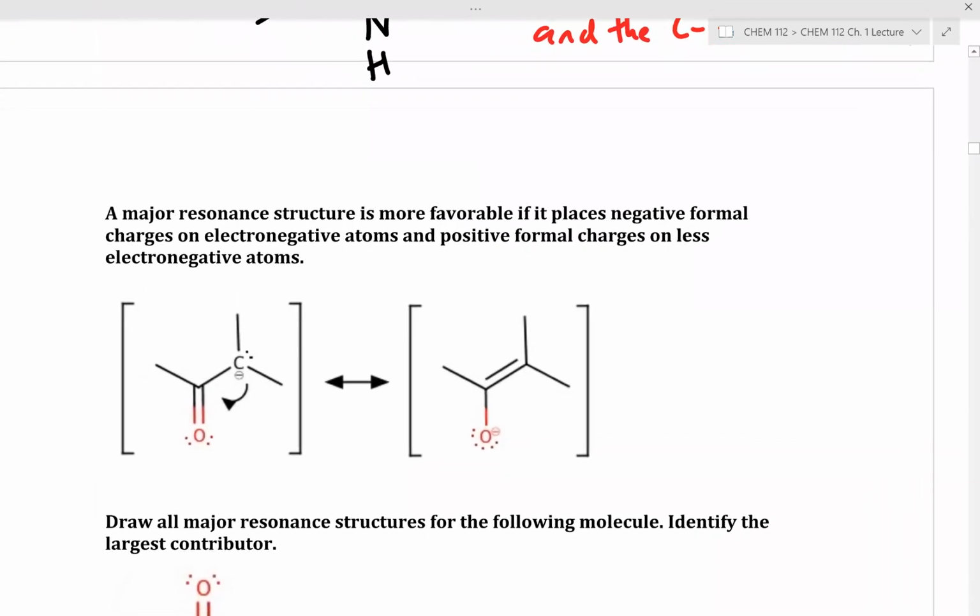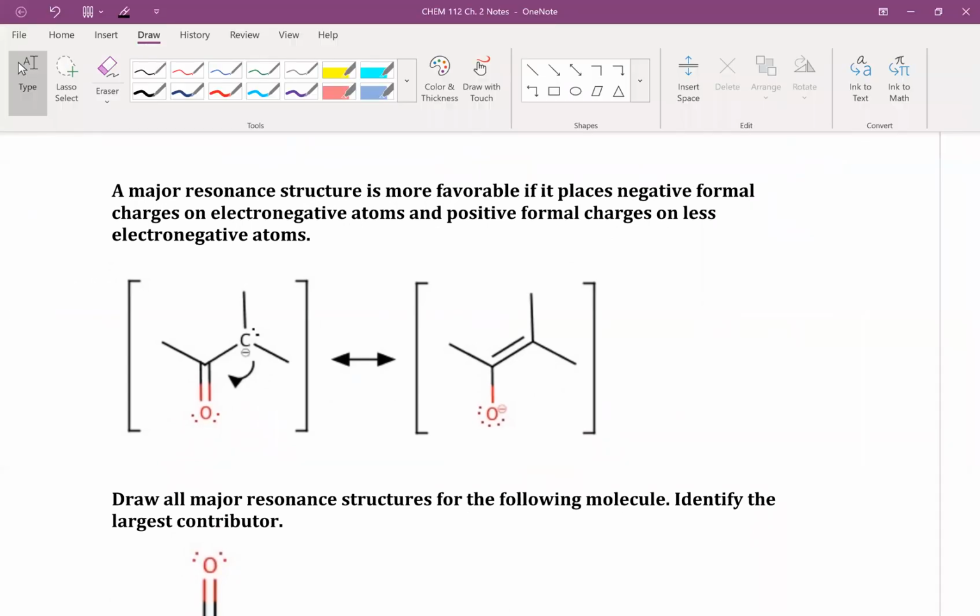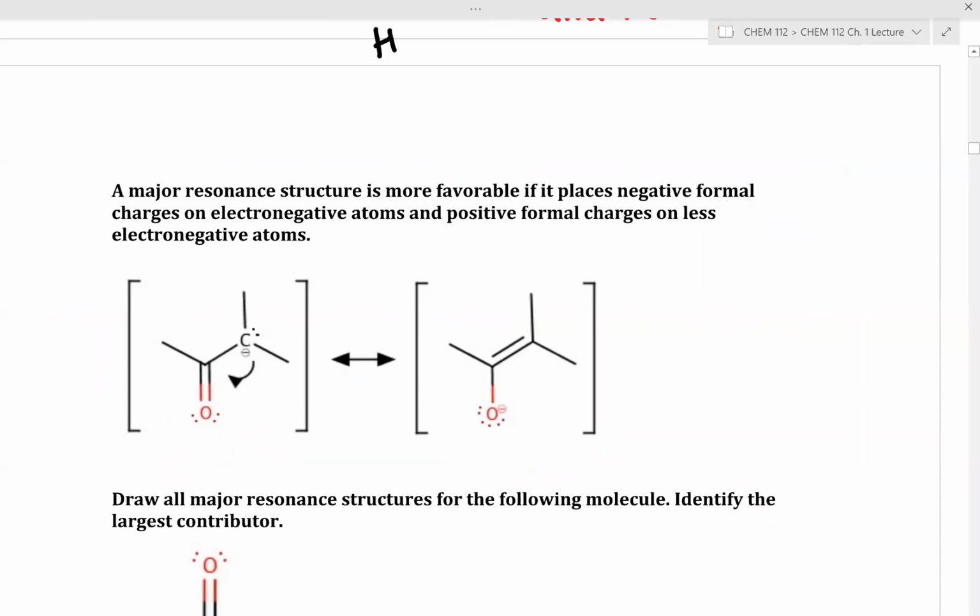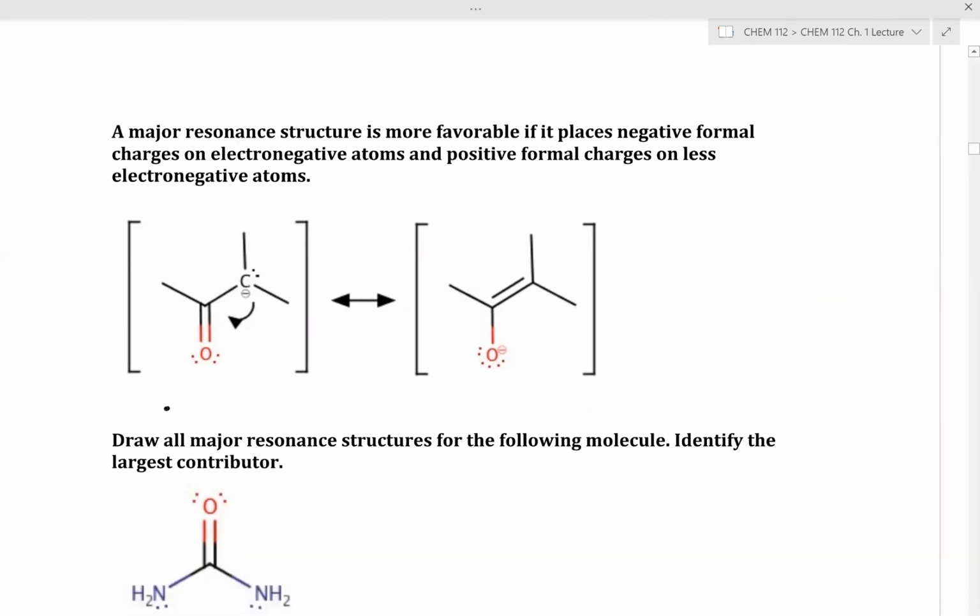So let's get some more practice in drawing resonance hybrids. Another classic system where you'll see a major contributing resonance hybrid is when you start looking at enolate. So this structure is known, or this anion in particular, is known as an enolate. It's a carbon-centered anion adjacent to a keto functionality. Now, if we think about our formal charge rules, a major resonance structure is more favorable if it places negative formal charges on electronegative atoms.